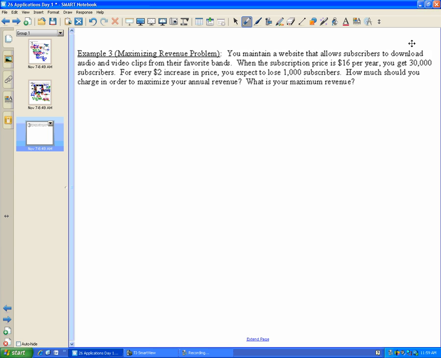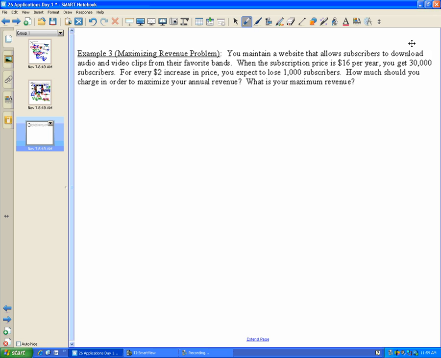This problem is very, very close to what Netflix had to do. They changed their price, understanding they were going to lose subscribers, not just because they could, but because they felt they could maximize their revenue, make the most money by raising their price, understanding they would lose subscribers.